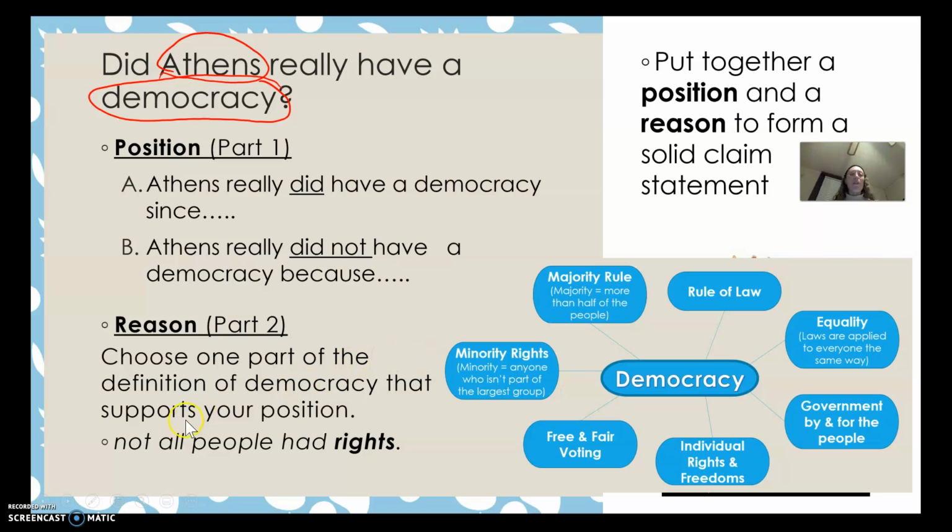Here are some examples. If you're saying Athens did not have democracy, you might say that not all people had rights. And you can talk about women and slaves and immigrants. If you are saying that Athens did have democracy, you might say all citizens were equal, looking at equality. And so both of those are examples where I chose one of these and just used a key word from it. For equal, I changed equality to equal, but that's the same basic key word. Go ahead and finish that, pause the video, and then continue on when you have finished writing your whole claim statement and put a period at the end.